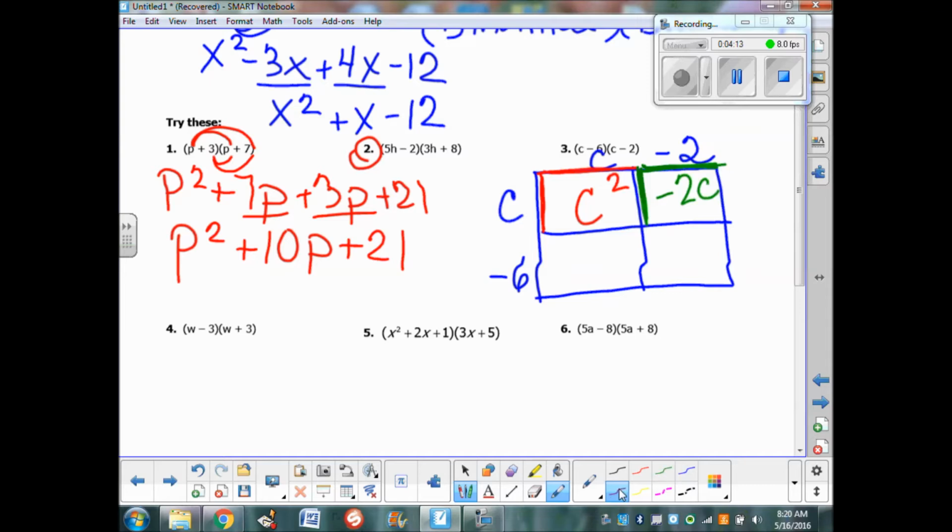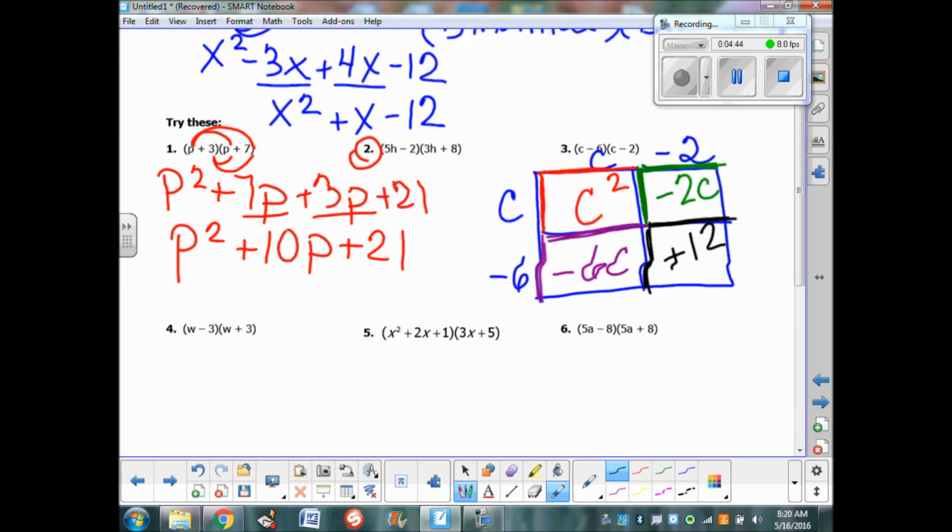I'm going to do the bottom left box. Length times width of this box. So this is negative 6 times c. So what is negative 6 times c? Negative 6c. Smart board's acting a little weird there. Sorry about that. Then the last box, length times width, is negative 6 times negative 2. Negative 6 times negative 2 is positive 12.